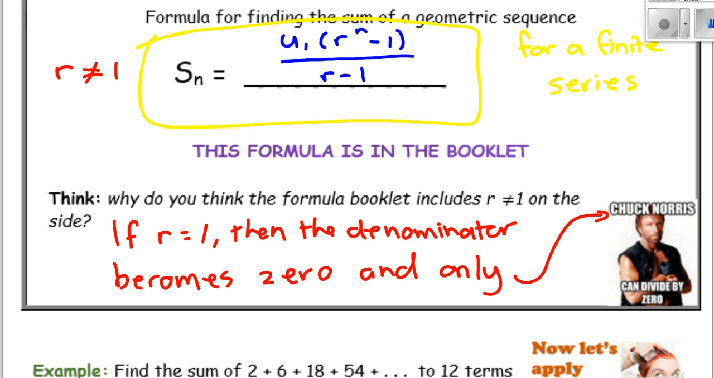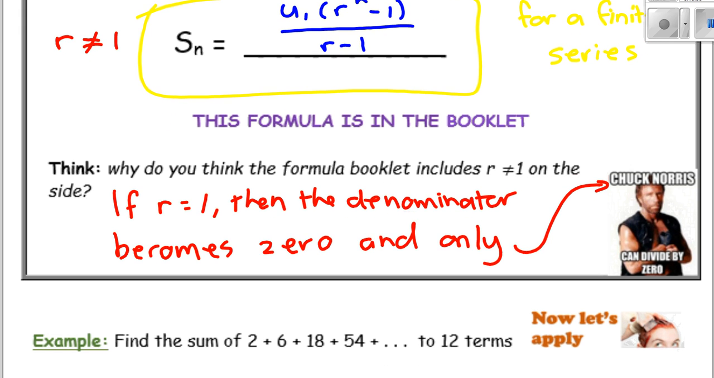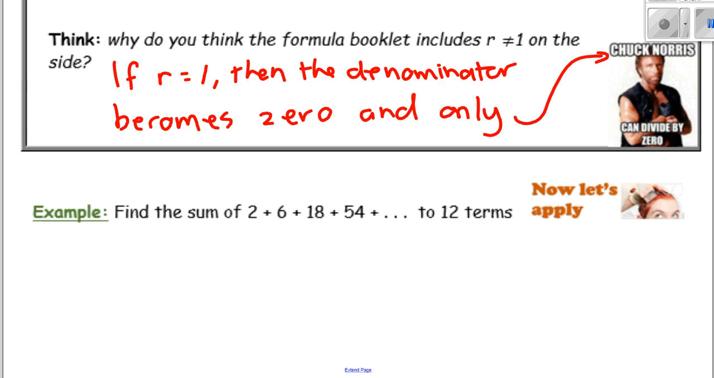Now let's go on to some problems. Now we're just doing a few practice ones. So little practice problem down here. Nice straightforward one where we're just throwing things into the formula. Find the sum of 2 plus 6 plus 18 plus 54 to 12 terms. They want us to just throw these things into that formula.